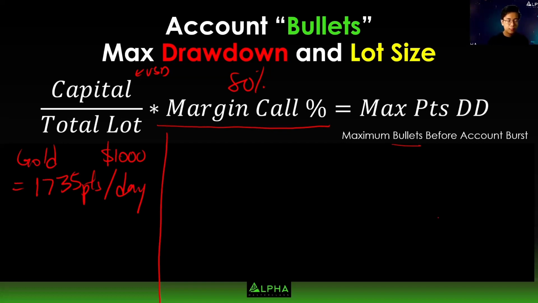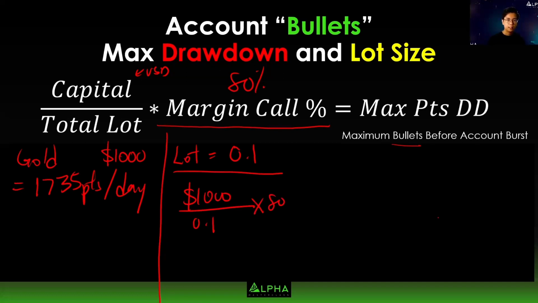Now, let's say that the total lot size that you open is 0.1 lot in a $1,000 capital. And for this 0.1 lot, put everything in a formula. So it will turn out to be $1,000 divided by 0.1 times 80%. Then what is the number? It's time to take out a calculator, do a bit of calculation. 1,000 divided by 0.1 times 80%. And type in the chat box, what will be the number?